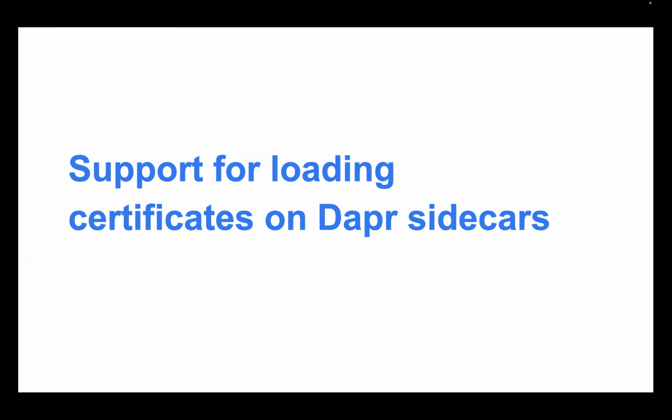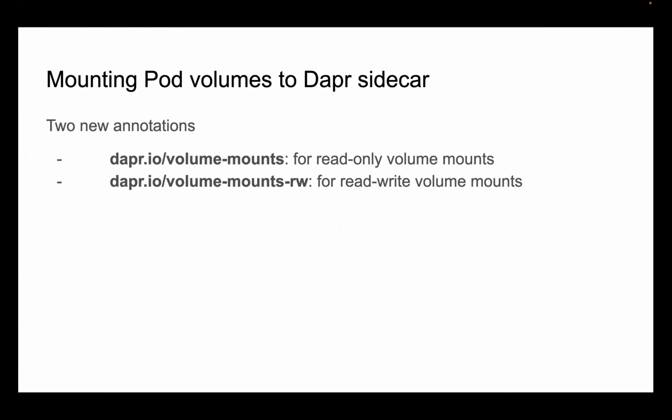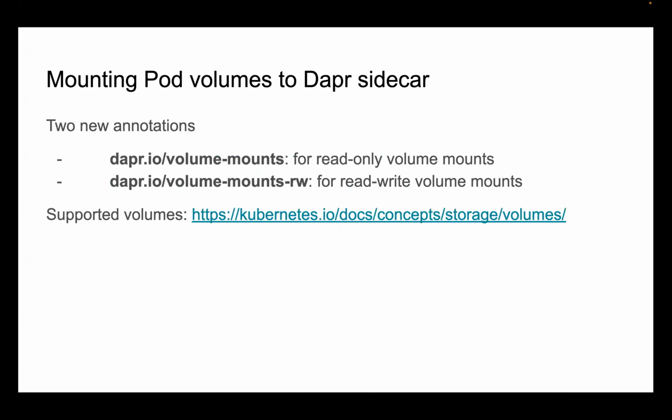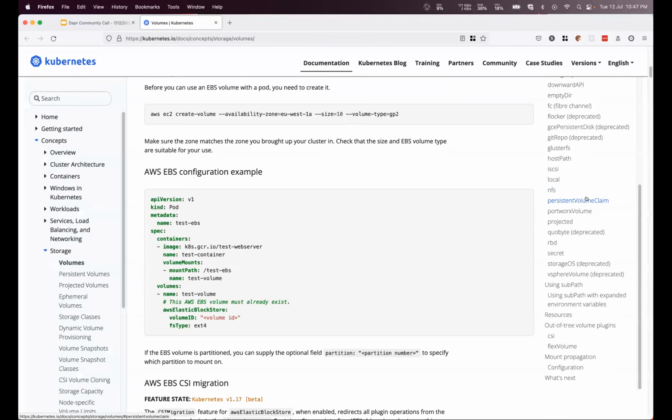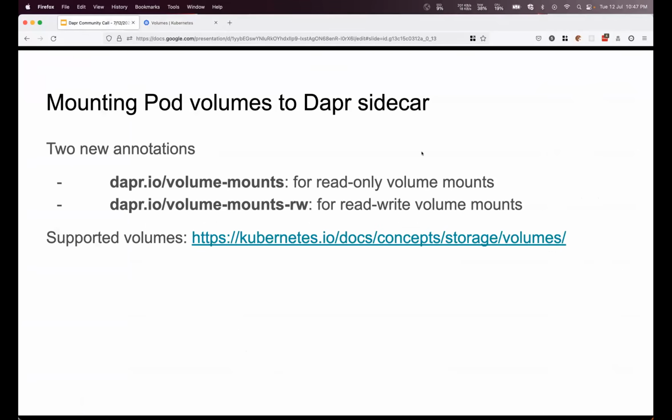So yeah, hey all, this has been added with 1.8 as well. And before we move on to the cert installation, there's one feature that is a prerequisite for that, so it gives you context on what's happening. With this feature, you can mount any pod volume to the Dapr sidecar, which means that using these two new annotations, you can configure any of the volumes supported by Kubernetes. This documentation takes you to all the supported types of volumes. So anything that you see here that can be mounted on your pod can essentially be mounted on the sidecar as well.